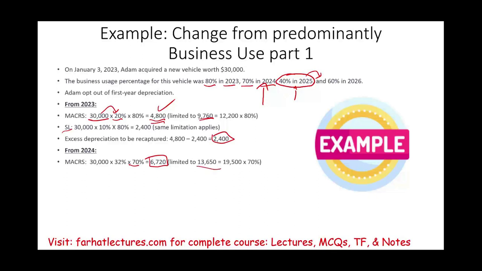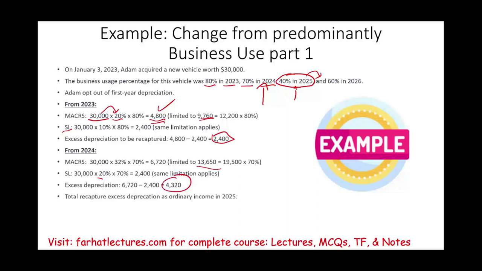Now we'll do the same computation using the straight line: 30,000 times 20% times 70%. Again, now we'll take the difference between the two, and this is excess depreciation we have to recapture. So the total recapture of excess depreciation as ordinary income for 2025 is year 2023 plus year 2024, a total of 6,720. Oh boy, that was unexpected. We'll have to recapture it as ordinary income.